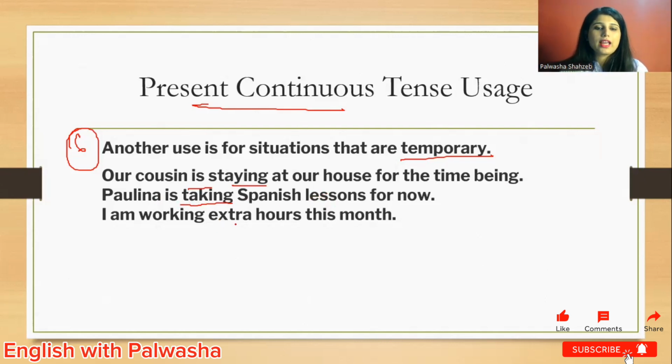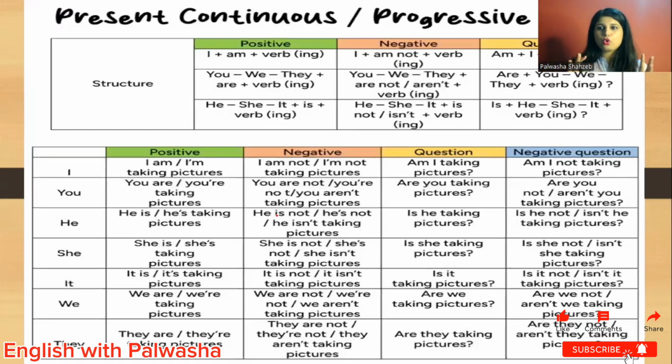I am working extra hours this month. Am is a helping verb and working is the verb with ing. You know, this is what we need to use additionally, and we have to use it. That's a must-use thing. Now you got to know each and every usage of the present continuous tense, and now we will be learning about the rules of present continuous tense.